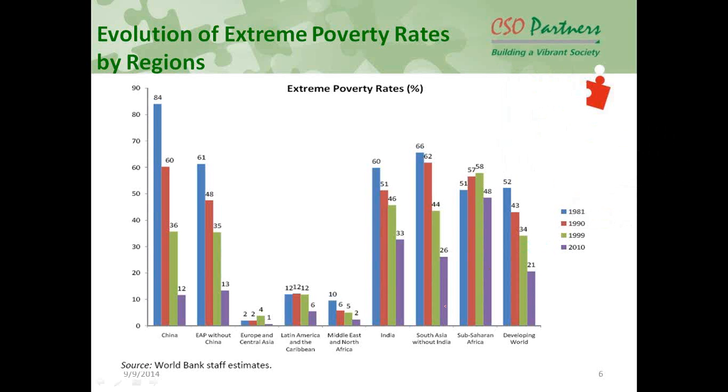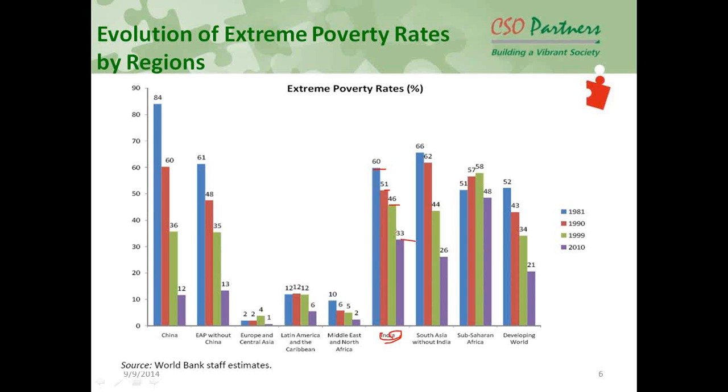Okay. Now, if you see the disparity, this is the Indian scenario through the years. This is 1981, this is 1990, this is 1999, and this is 2010. Now we are still at a 33% rate of extreme poverty. So 33% of our population are still below the poverty line.